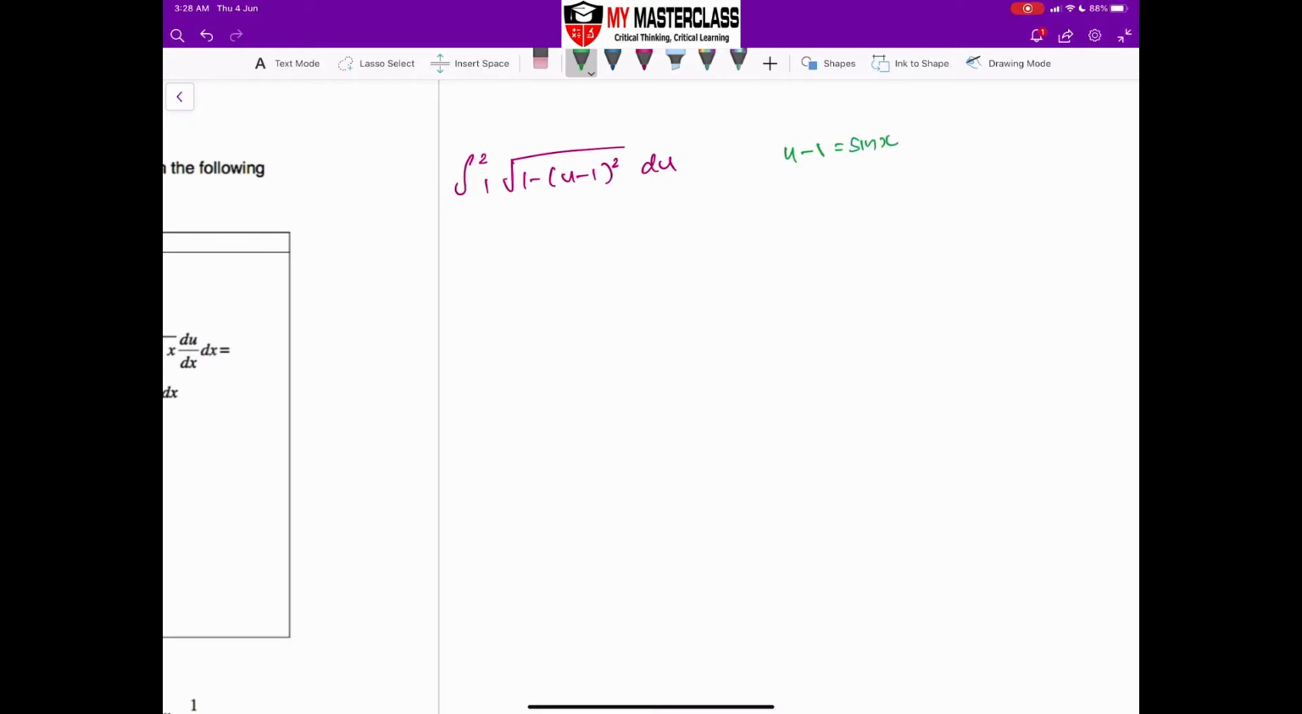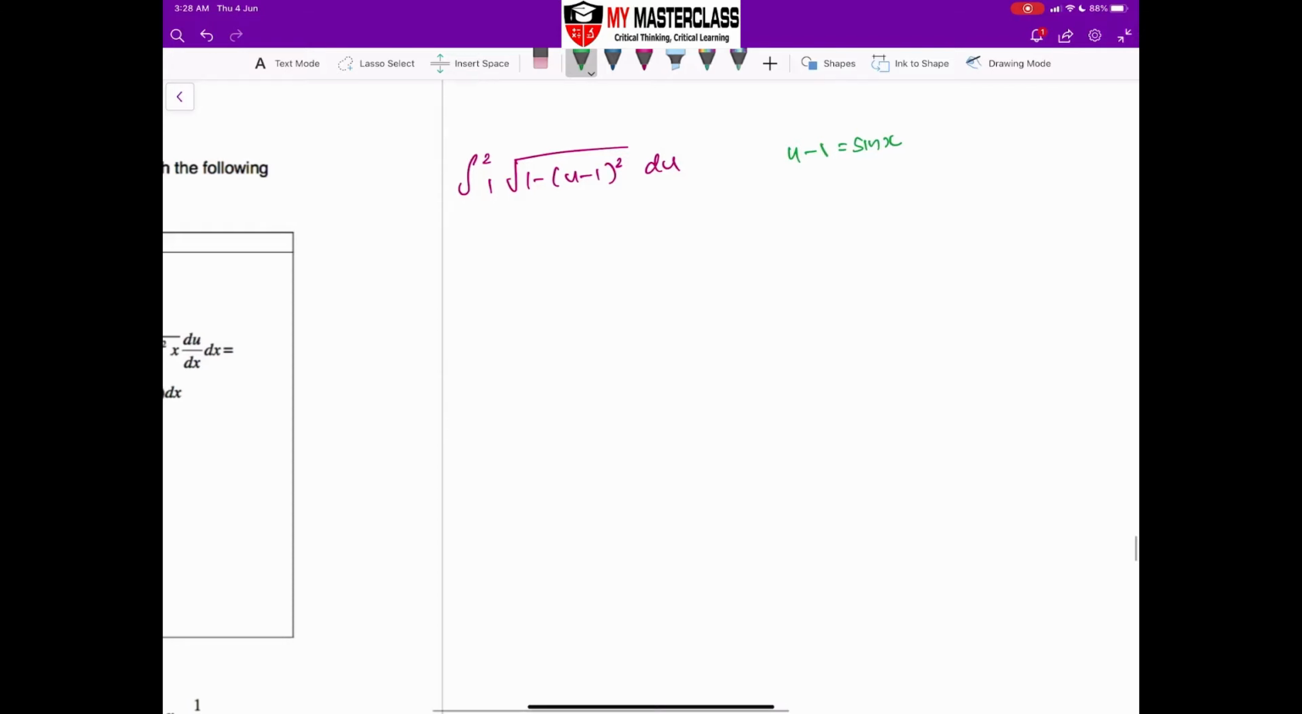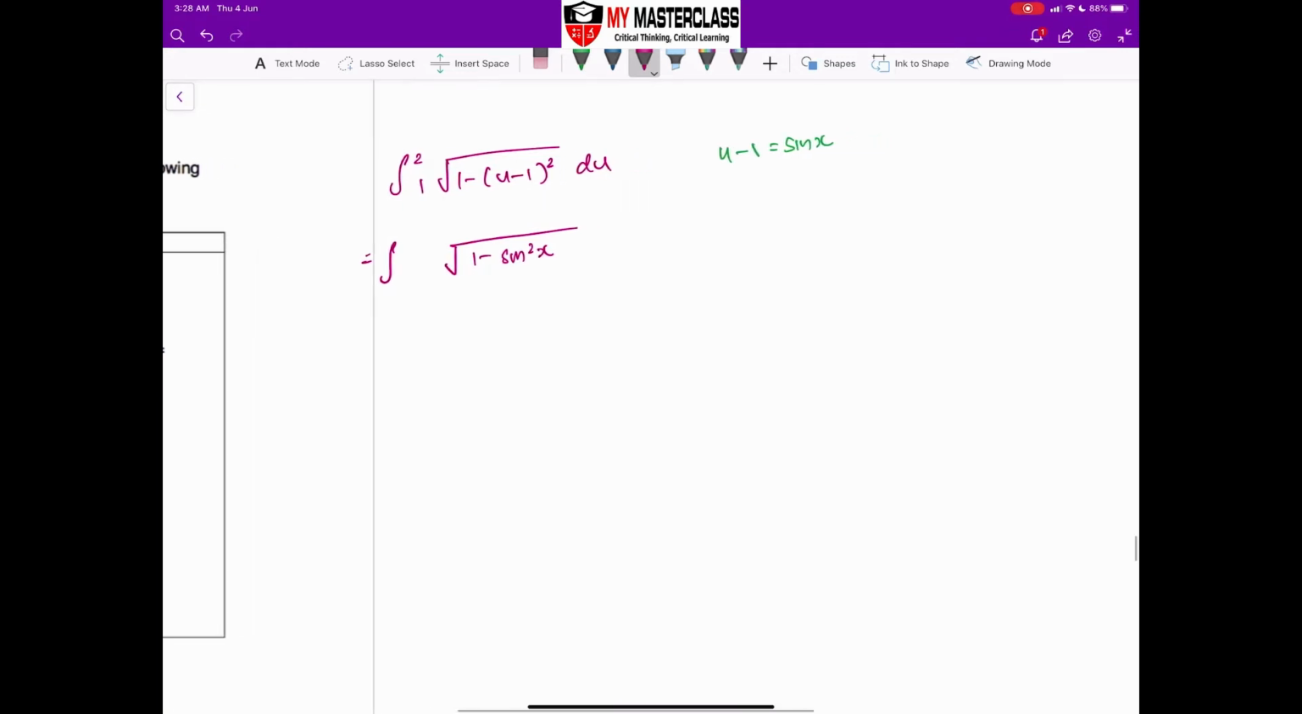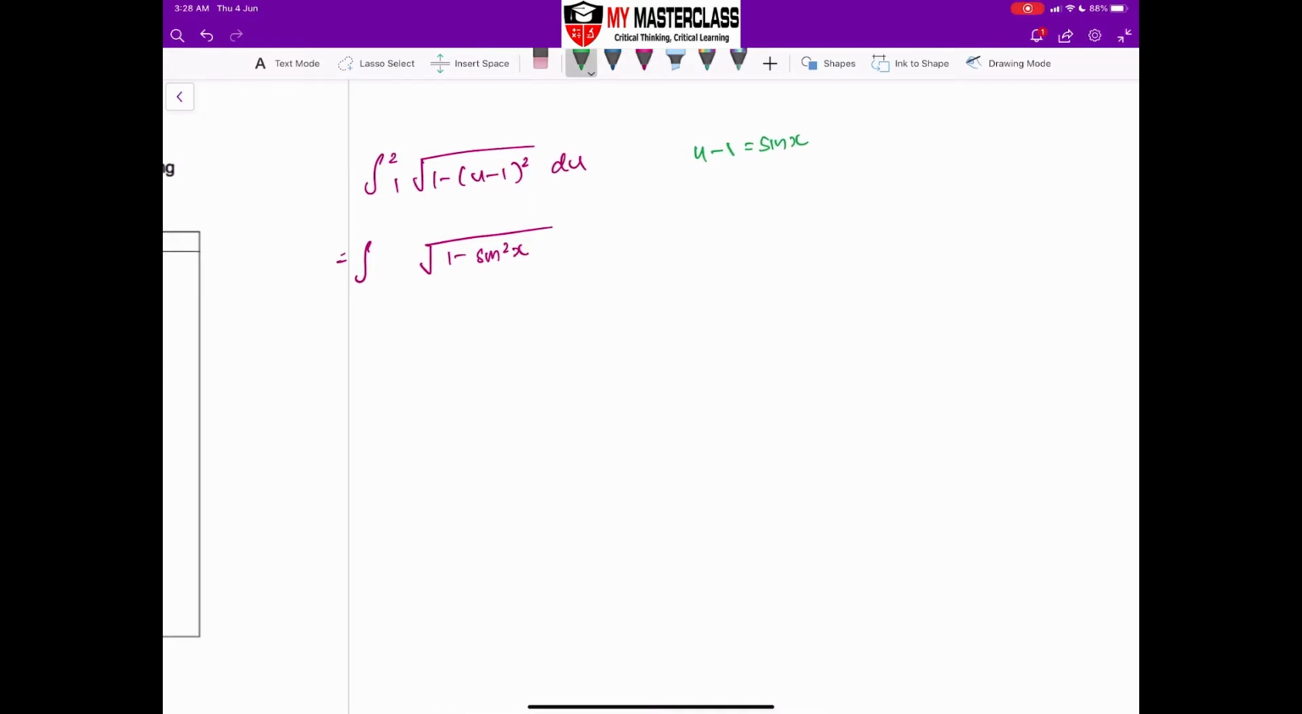There are 3 things that I need to do. First thing first, I need to make everything in terms of x. Over here, I get u minus 1 equals sine x, so it will be 1 minus sine squared x. That's the first thing that I need to change. Second thing is, now I'm integrating with respect to x, so I need to change my du to be in terms of dx.